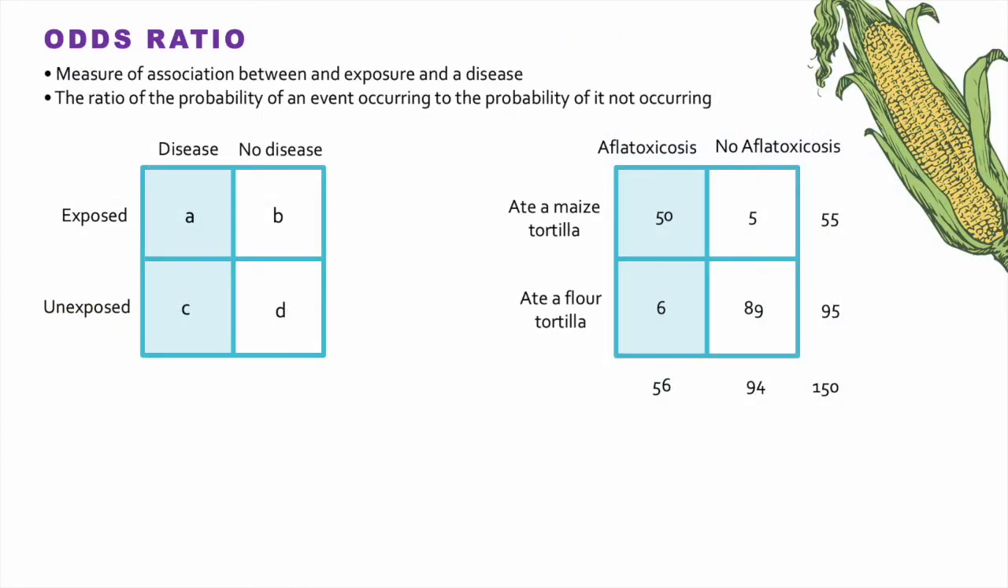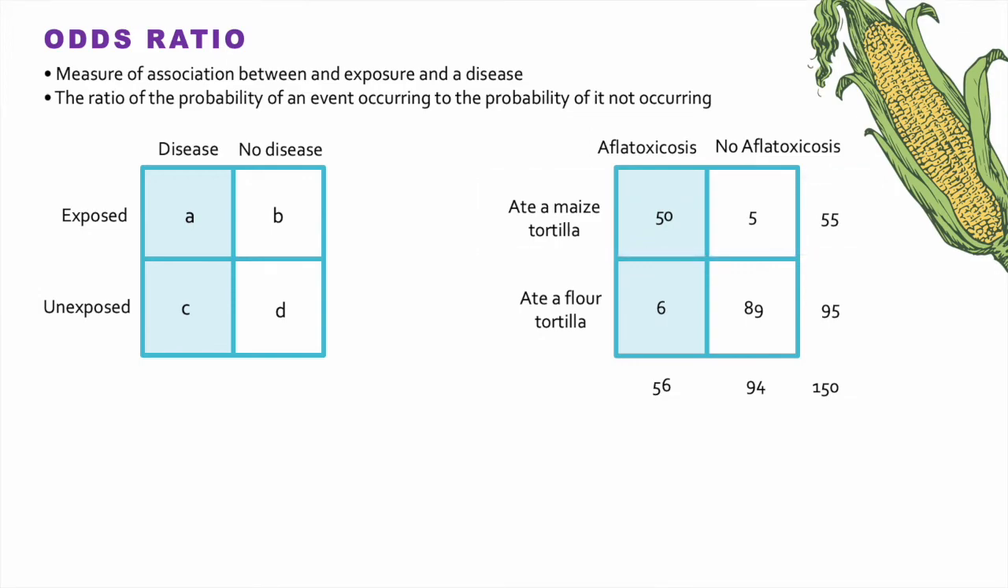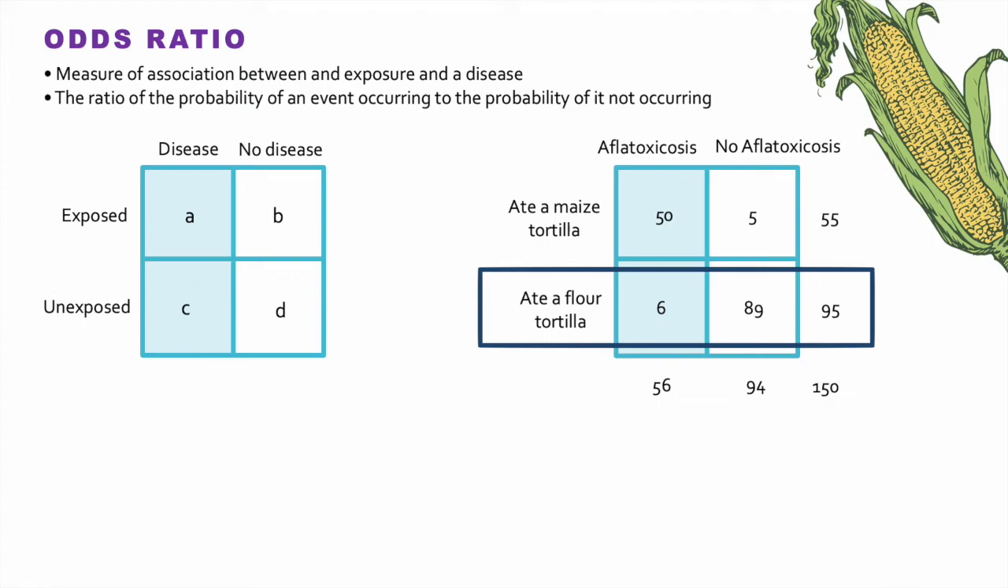Like relative risk, odds ratio is also a measure of excess risk. Odds refers to the probability of occurrence of an event divided by the probability of the event not occurring. For odds ratio, we're looking at the odds of aflatoxicosis in those exposed to a maize tortilla compared to the odds of aflatoxicosis in those who were not exposed.